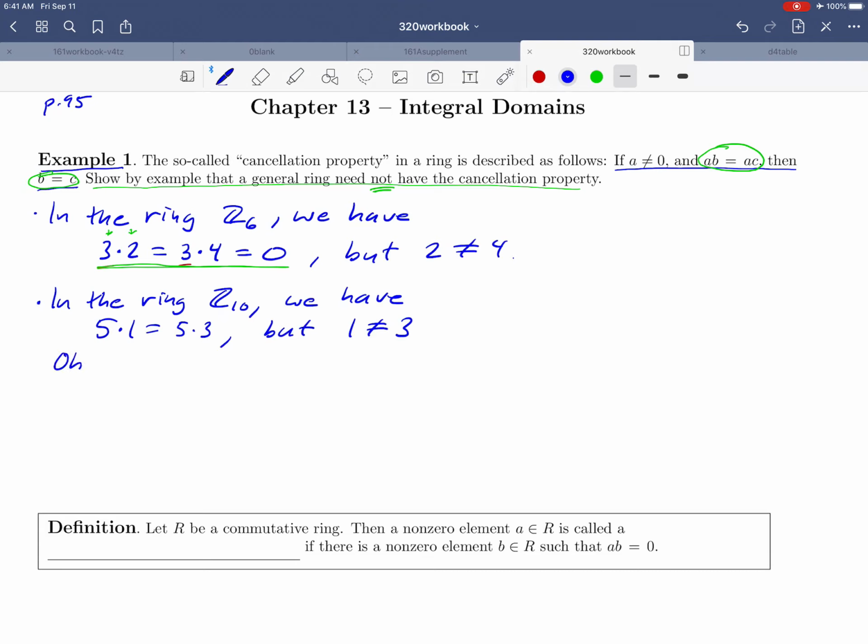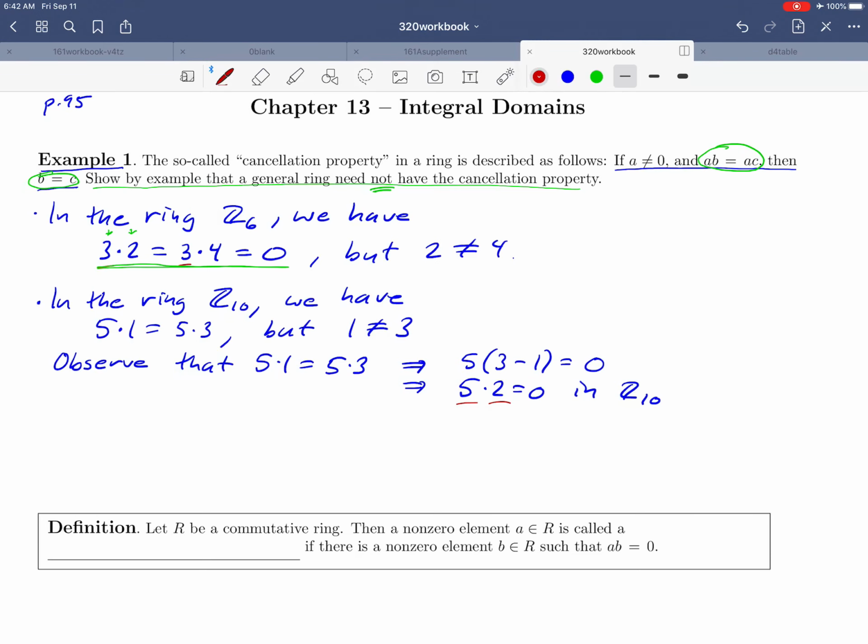I'm going to take the calculation that we did in Z10 and just take it a couple more steps. Observe that if we start with the calculation that we did and subtract the 5 times 1 from both sides, we can rewrite that as 5 times (3 minus 1) equals 0. There we're using the distributive property that holds in any ring. And notice what that leads us to. That tells us that 5 times 2 equals 0. In Z10, there's that strange behavior again of taking two non-zero numbers, 5 and 2, and multiplying them together to get 0.